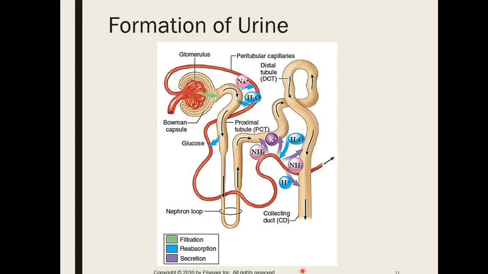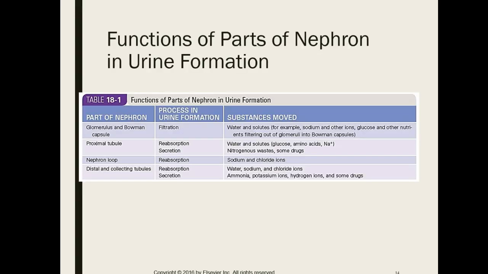So this shows where those different processes are going to take place. You can see the green arrow here matches up with filtration. So that occurs at the renal corpuscle. And then we have reabsorption at the proximal tubule, and then both reabsorption and secretion in the distal tubule and collecting duct. And this table is in your book, but it breaks down the part of the nephron and what process it plays in urine formation and which substances are moved in that area.